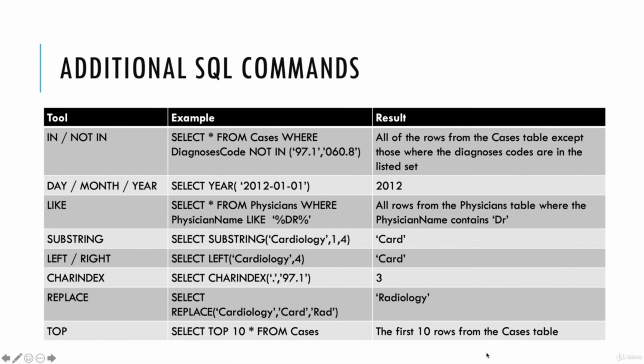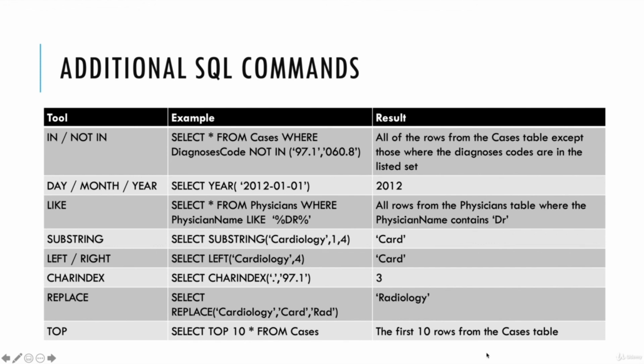But substring is really interesting because you can wrap it with other items like char index, or you can strip something out of the middle, and you can get some really complex logic going. So let's talk about what char index is. Basically, you first pass in the character you're looking for, and then you pass in the value that you want to search. Typically that would be a column name. So if we did select char index period, comma, the column name diagnosis code, when the column value is 97.1, it'll send us back a 3, which is the index of the period.